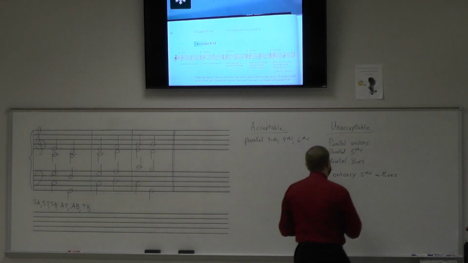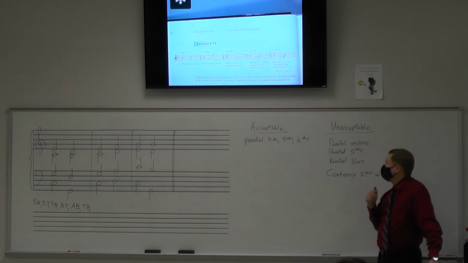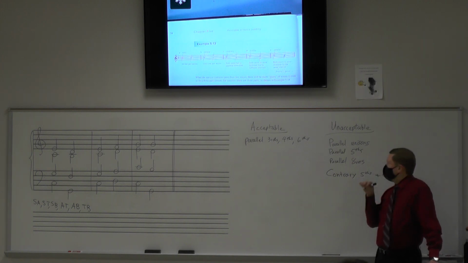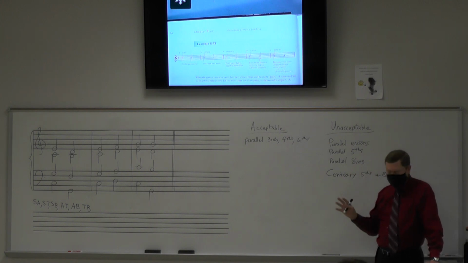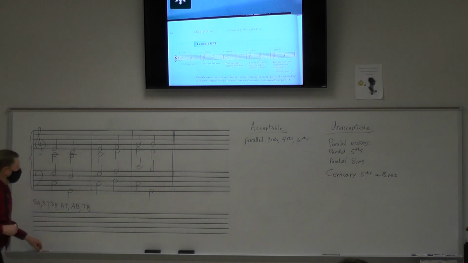Now, the parallel intervals that are prohibited in this style of music are these: parallel unisons, fifths, and parallel octaves. You cannot write parallel motion at those intervals between any pair of voices. Now let me see if I can show you how you gauge that, or how you know what that means.